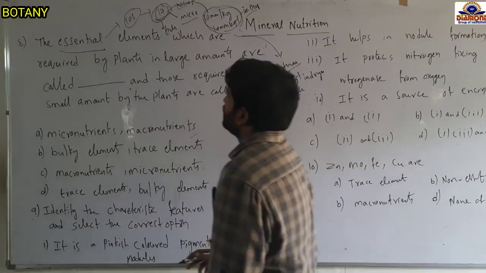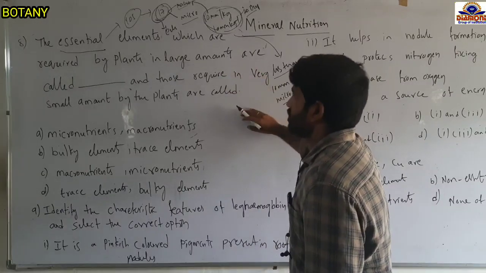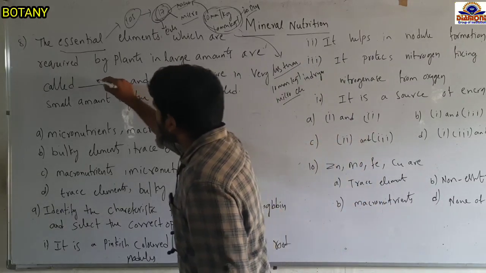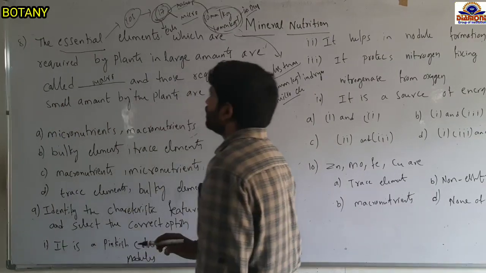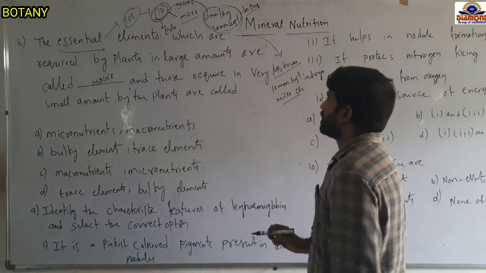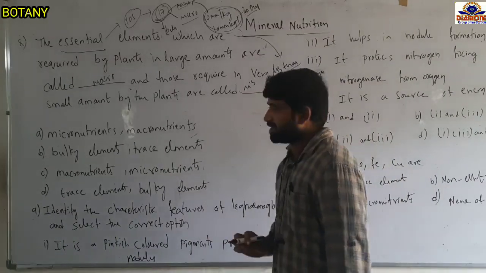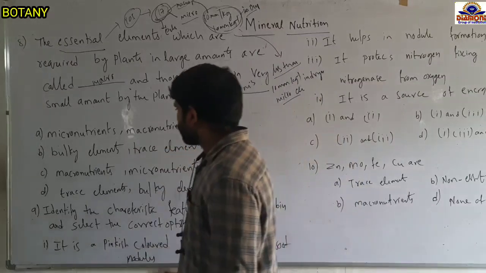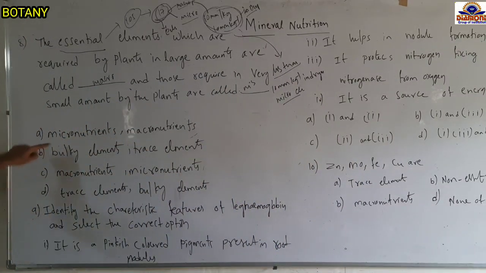So the essential elements which are required by plants in large amounts are called macro elements, and those required in small amounts by plants are called dash, here called micro elements. So first macronutrients, and next micronutrients. So option A, micronutrients, is given here.